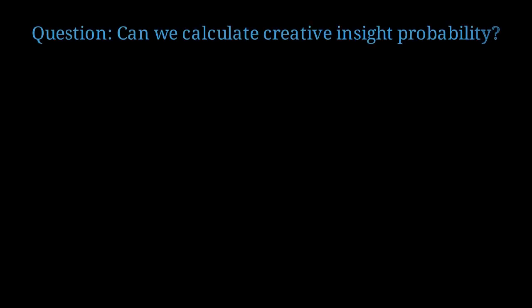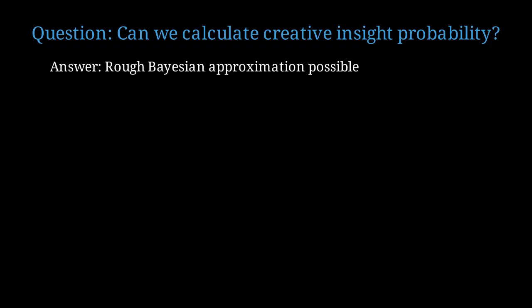Here's an intriguing question. Can we calculate the probability of having a creative insight? The answer is we can create a rough Bayesian approximation. The probability depends on the number of concepts you're holding in working memory and their associative distances. Probability of insight is proportional to n times d times t, where n is the number of concepts, d is their average distance in the semantic network, and t is time spent in a relaxed state. If you hold 4 concepts with average distance 5 and spend 30 minutes, rough estimates suggest a probability around 0.6, or 60%, for at least one novel connection.